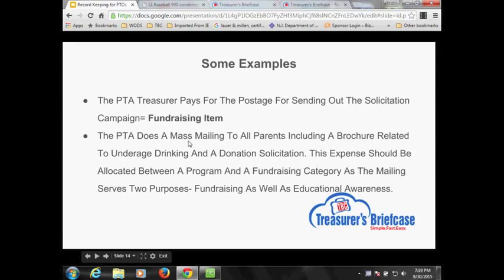And here's a little more complicated one. The PTA does a mass mailing to all parents, including a brochure related to underage drinking and a donation solicitation. This expense really should be allocated between program expense and fundraising expense, as the mailing serves two purposes: fundraising as well as educational awareness for the students.